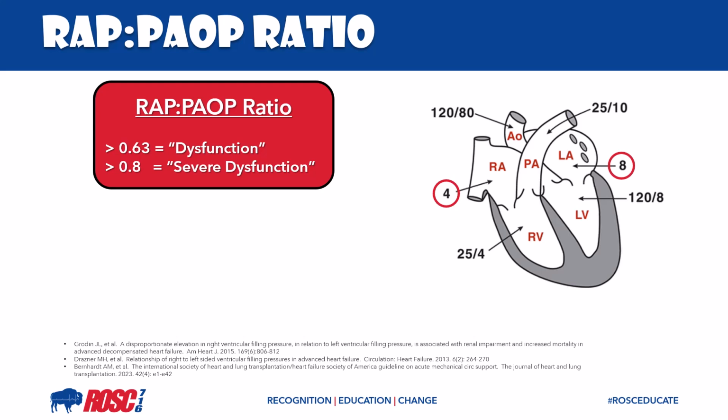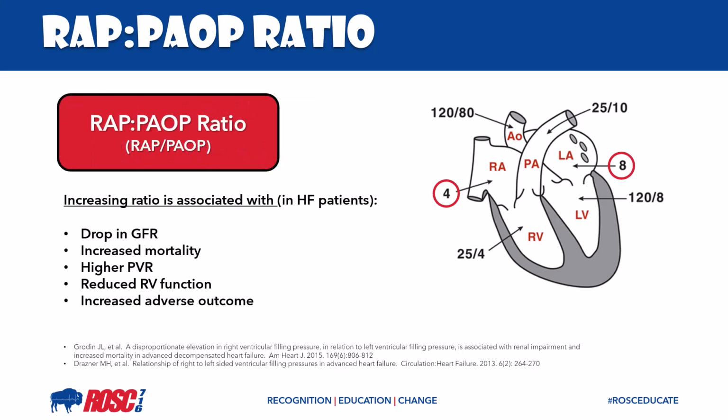In the cited heart failure paper here, the median ratio was 0.58 with a range between 0.43 and 0.75. But again, this patient population wasn't full of healthy hearts. A more recent guideline on mechanical circulatory support during heart and lung transplantation recommends a cutoff threshold of 0.63 to demonstrate right heart dysfunction. An increasing ratio is associated with a drop in GFR, increased mortality, higher PVR, reduced RV function, and increased adverse outcome.